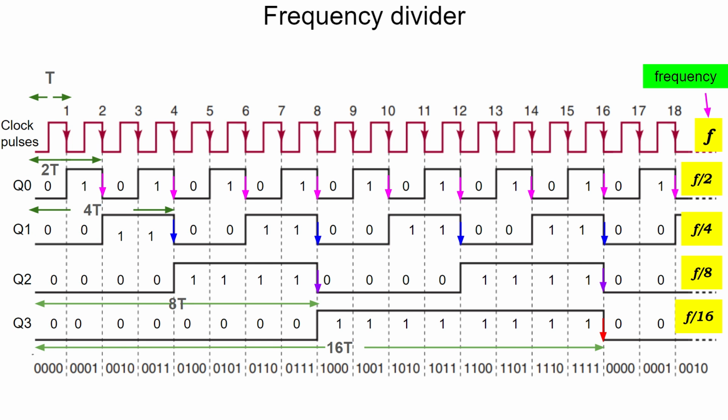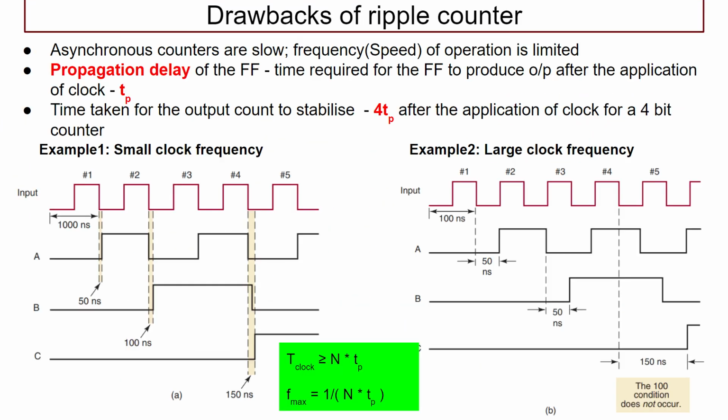So, this is one of the applications of the ripple counter. The most important problem with the ripple counter is that it is slow. The reason being that here the clock has to ripple through all the flip flops in order to produce a stable output, and therefore the propagation delay of the ripple counter is very large.